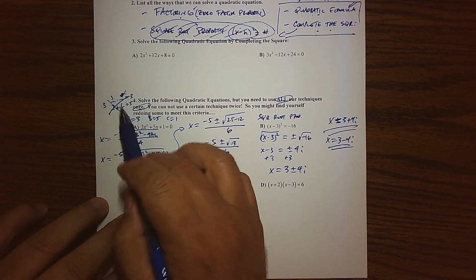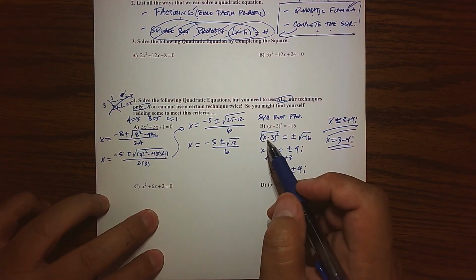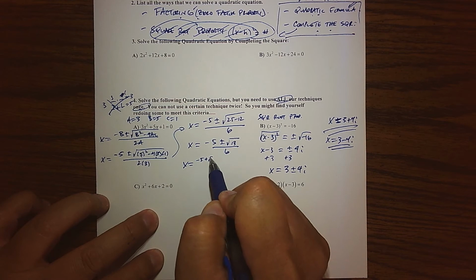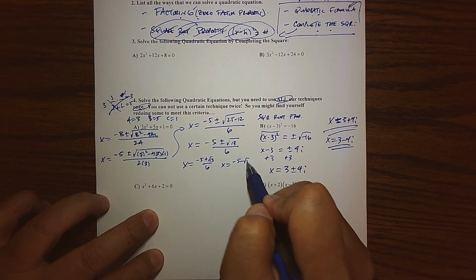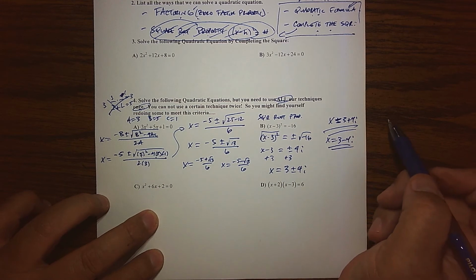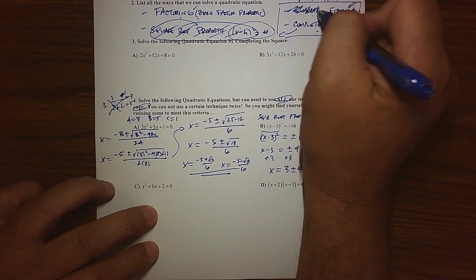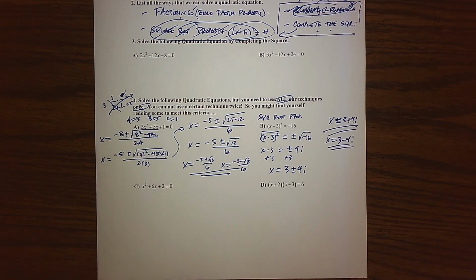So that's probably why the factorization wasn't a very good thing there. So we have two solutions here, right? Negative 5 plus the square root of 13 over 6, and negative 5 minus the square root of 13 over 6. So there we go. So we can now scratch off the quadratic formula. We've used that. So now we're down to factoring and completing the square.